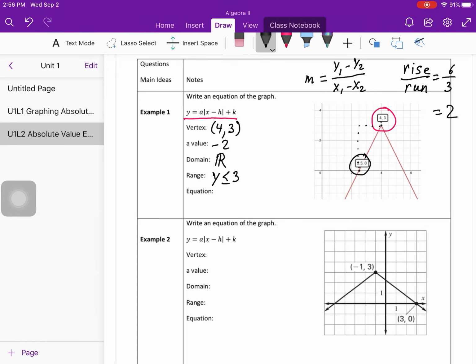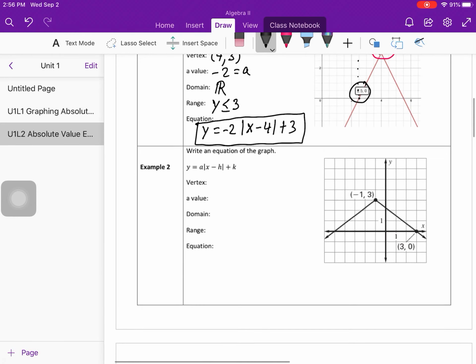Now we have all the information that we need. So we know that it's y equals, we discovered that the a value is -2. Then we have x minus h. In this case, since it's +4 in the coordinate form, it's going to be negative once we put it back in the equation. And then k is just +3. That stays the same. There we go. There's our first equation.